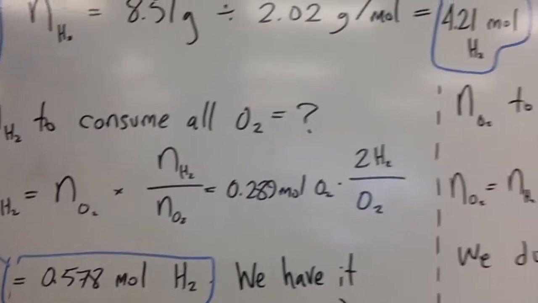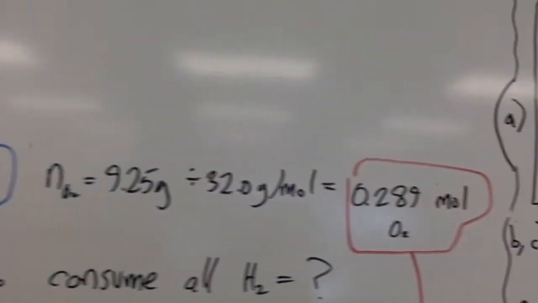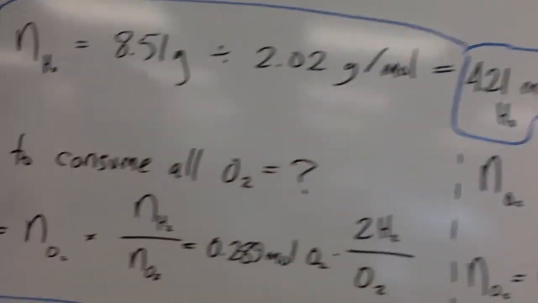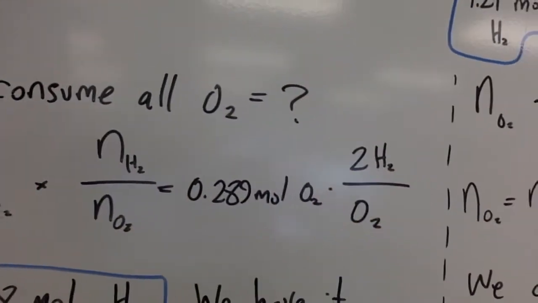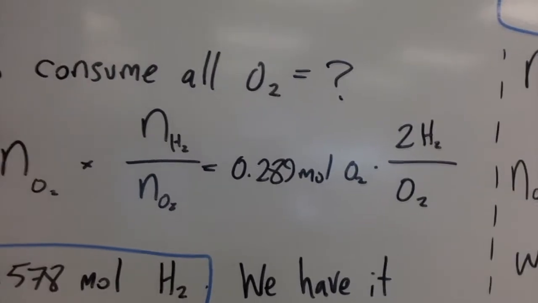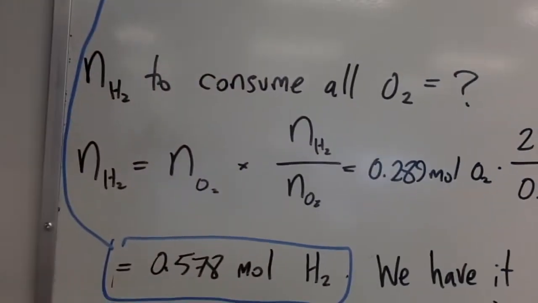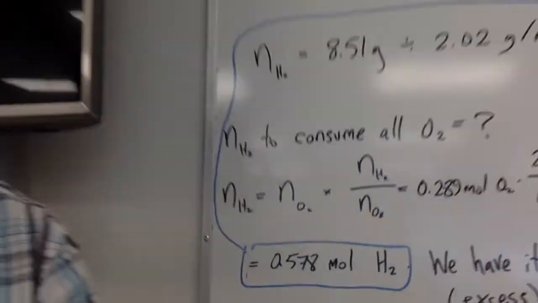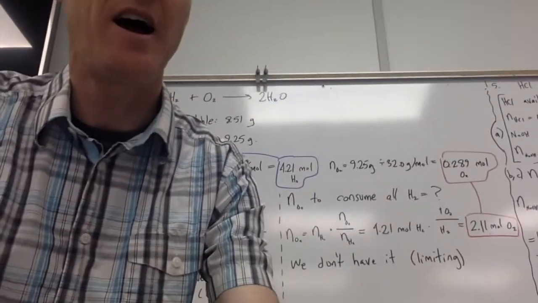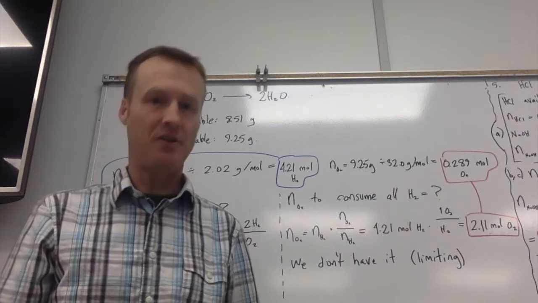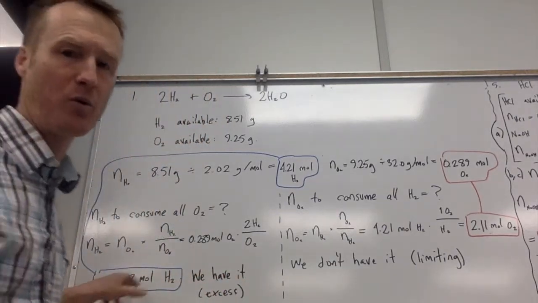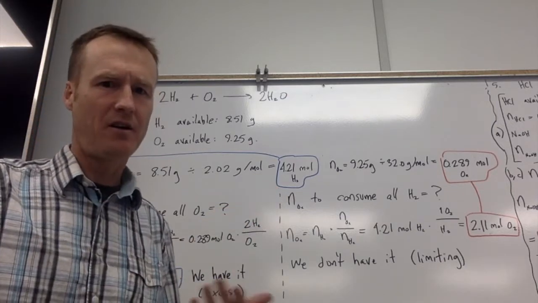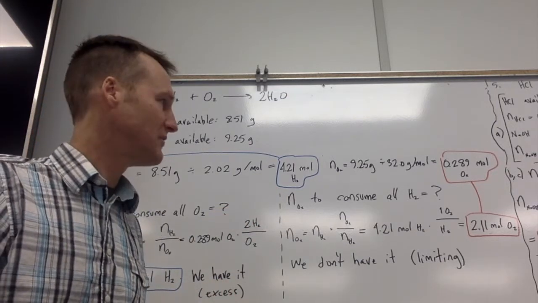Oh, by the way, how did I get that? Sorry, I should have mentioned. We have 0.289 moles of oxygen. That figure went right here. So we're taking that and multiplying it by 2, and we find out that we need that many moles of hydrogen to consume all the oxygen. And then we ask, do we have it? We certainly do, because we have 4.21 moles of hydrogen gas. So we already know that oxygen is going to be the limiting reactant in this case.